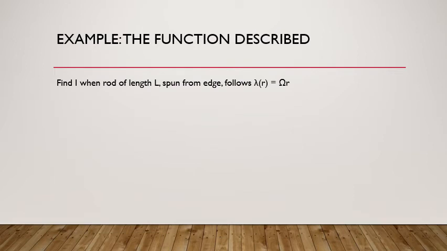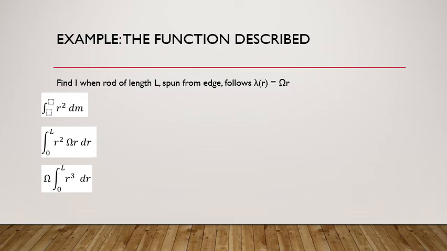So let's go back to the function we had earlier, the little wedge-looking thing, where lambda of r equals omega r, and we're going to start from the point where it's spun from the narrow end, and find out what the actual moment of inertia is. Start with our old friend, I equals the integral of r squared dm. Then we substitute our function in for dm, and replace the operator with dr. Notice we put our limits as 0 and L, just the way we're supposed to.